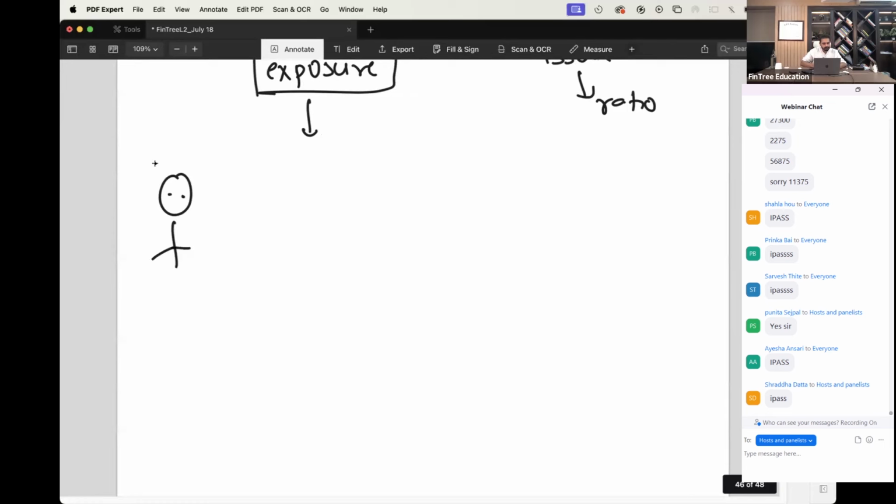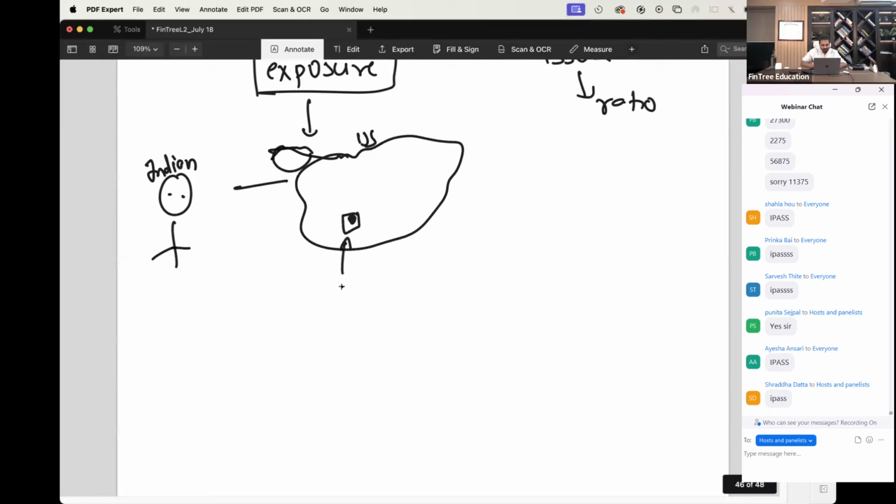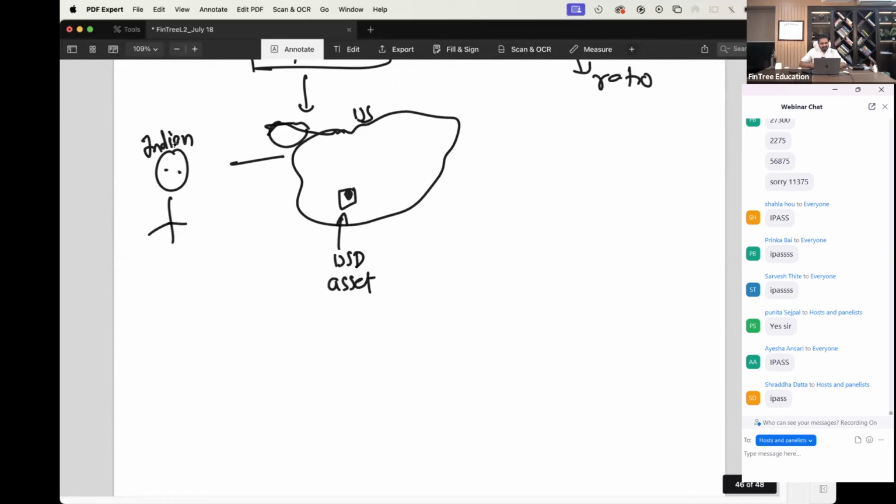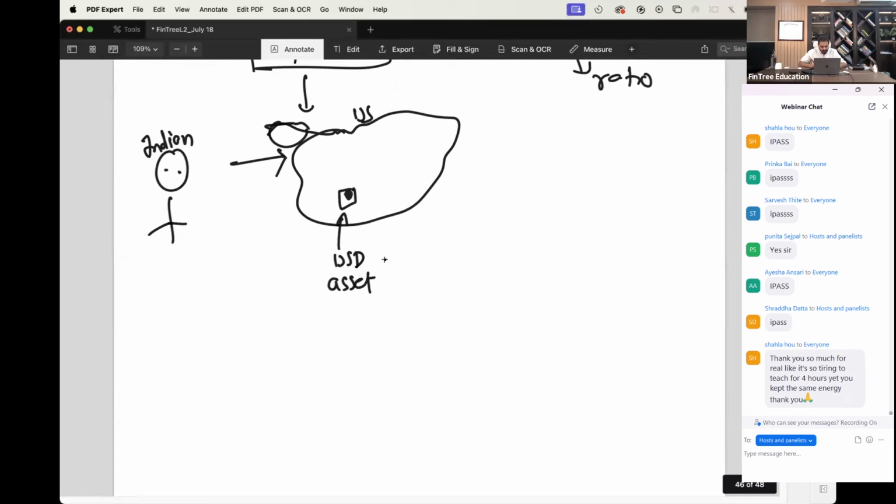Who is this? No, this is an Indian. What is this? This is US. And what is this? No, this is a USD asset. Okay. Now this Indian owns a USD asset. Now the way you want to think about this is, Indian will benefit if the USD appreciates. So it's a very fundamental concept.